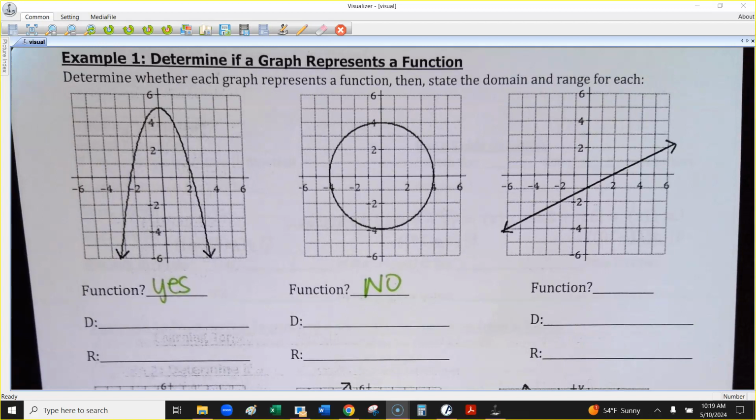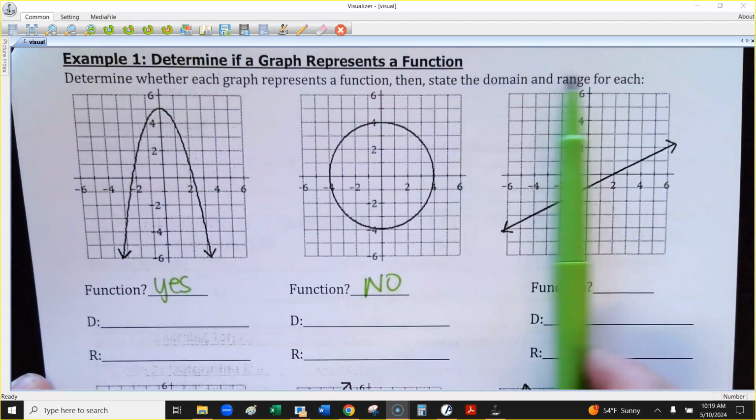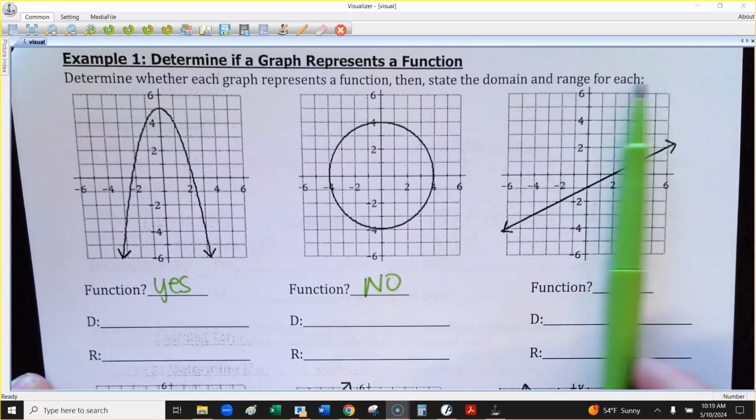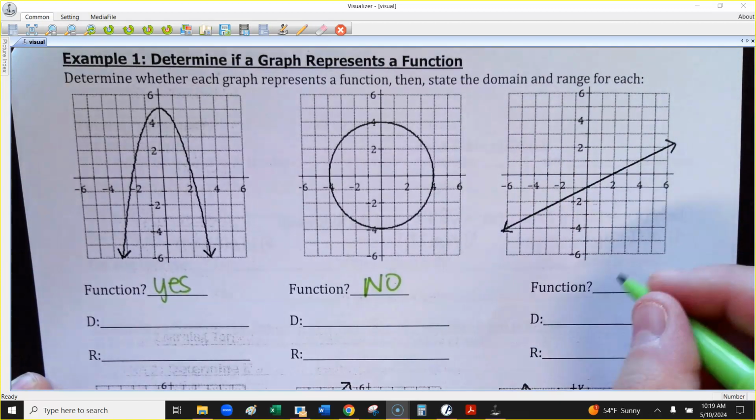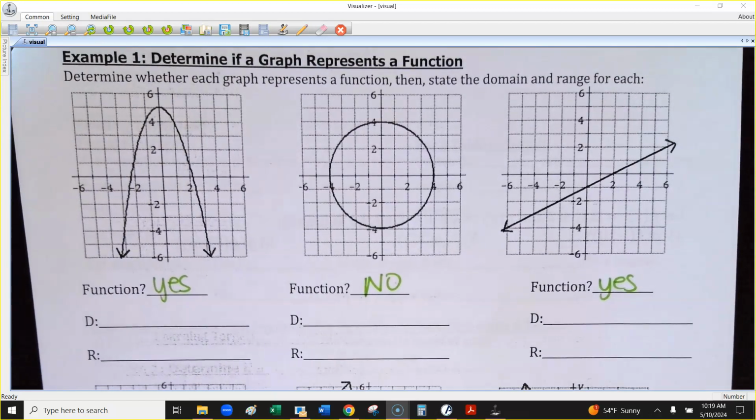Any parabola, though, this is a parabola. Any parabola should be a function. This is just a line. I'm only ever touching 1 point with any vertical line I run through there. So any line should be a function. Now, let me see if you guys can do domain and range, little throwback.